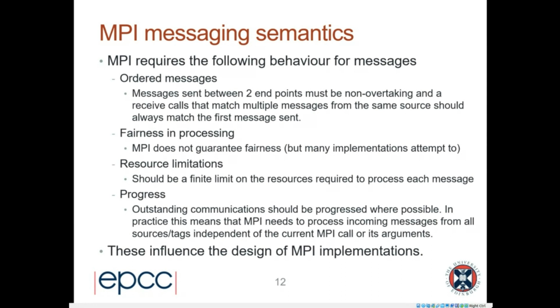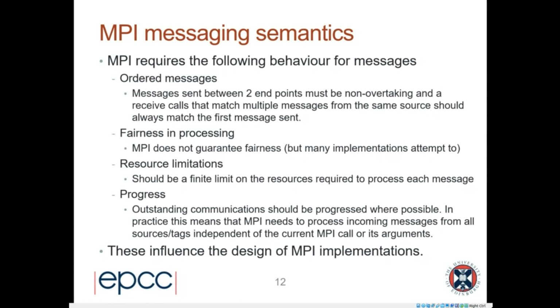MPI doesn't guarantee fairness. If I have 5 non-blocking receives outstanding and I say, could you complete one of them? It could always complete the same one, but a good MPI implementation will be fair. Resource limitations: there should be a finite limit on the resources required to process any message. That's why MPI cannot guarantee to buffer every message, because it would have to have an infinite number of resources.